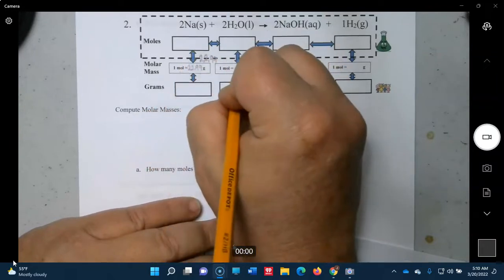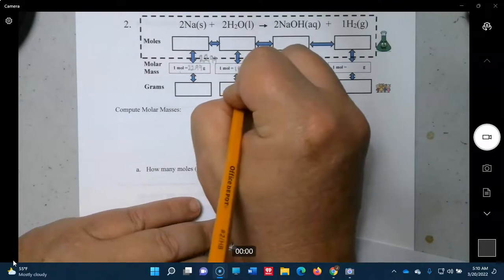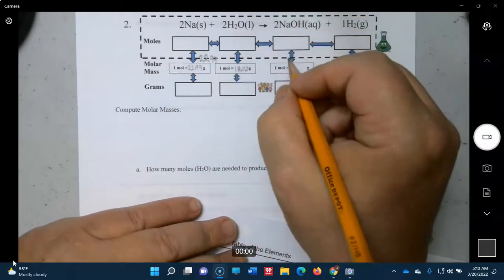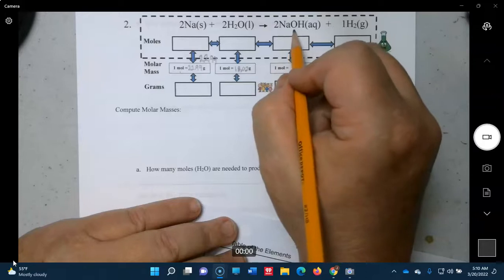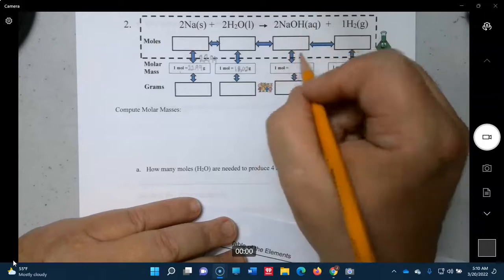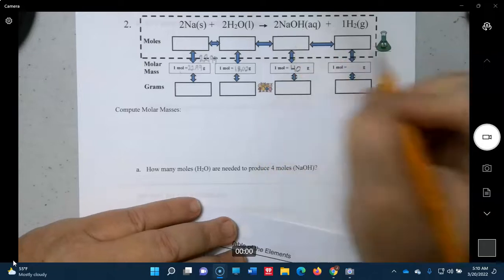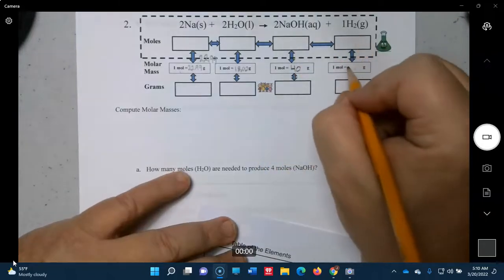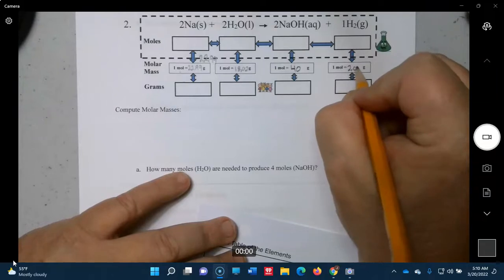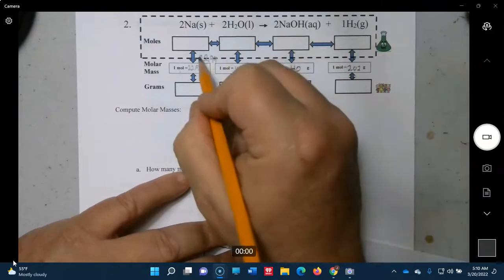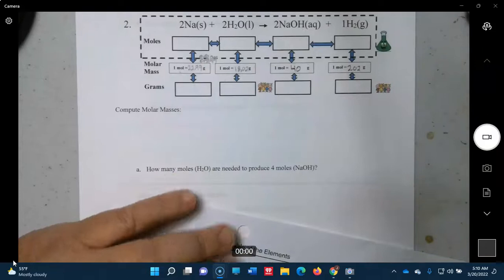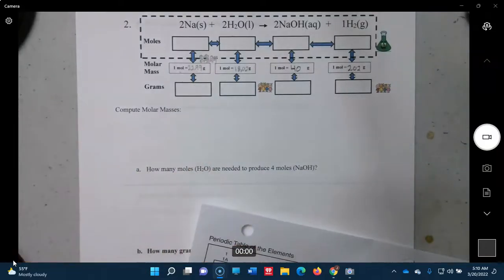Water is 18.02. Sodium hydroxide is 22.99 plus 16 plus 1.01. That turns out to be exactly 40. 40.00, but I'll leave it like that. And H2 is 2.02. Okay, so I'll get rid of that. So those are the ones that you're going to need. That's what you would compute here.